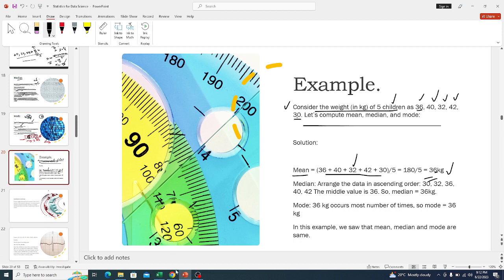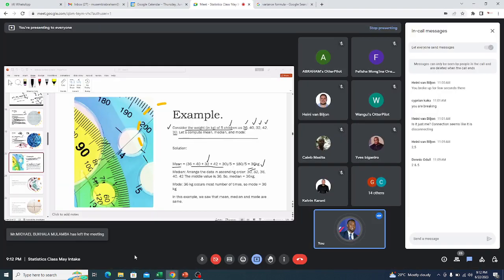Can someone explain what an outlier is? Who can try? I know we have some people who know the definition. I just want to make the class more interactive.